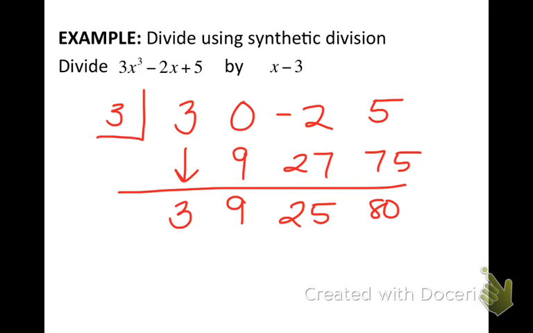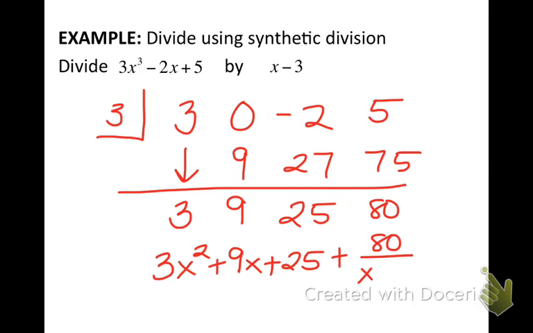So I do end up with a remainder here. So that means I'm going to have a fraction in my answer, and that's okay. We started with a cubic, so that means my quotient is going to end up being a quadratic, so it would be 3x squared. And I'm going to have a plus 9 what? X, good. Plus a 25, and then plus 80 over, we divide it by x minus 3.